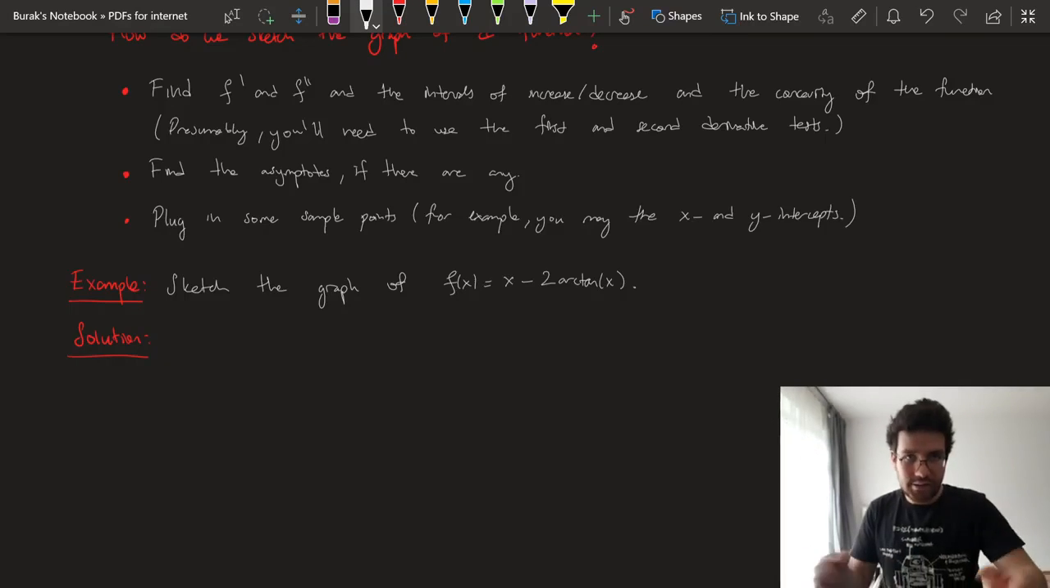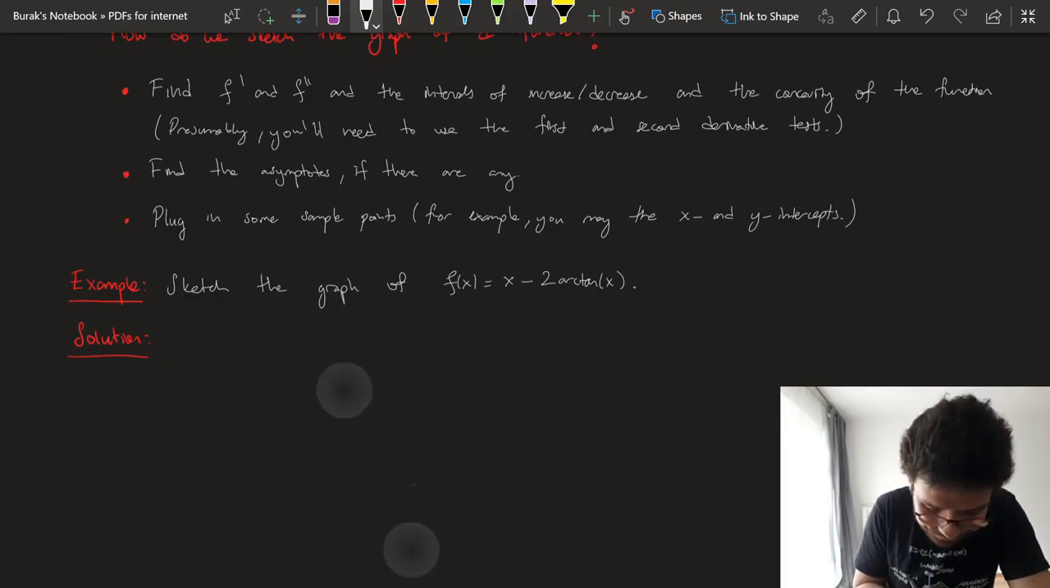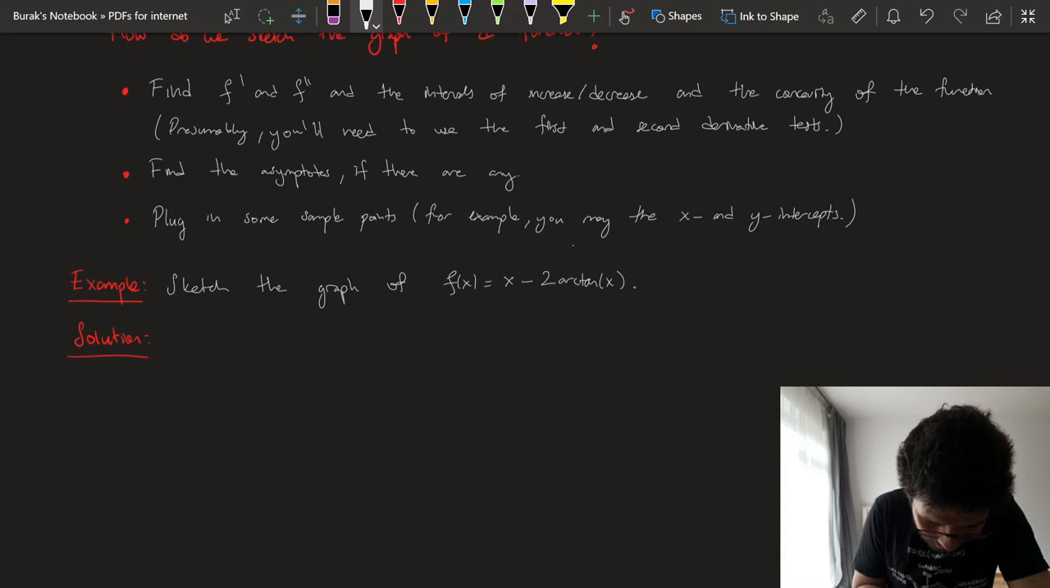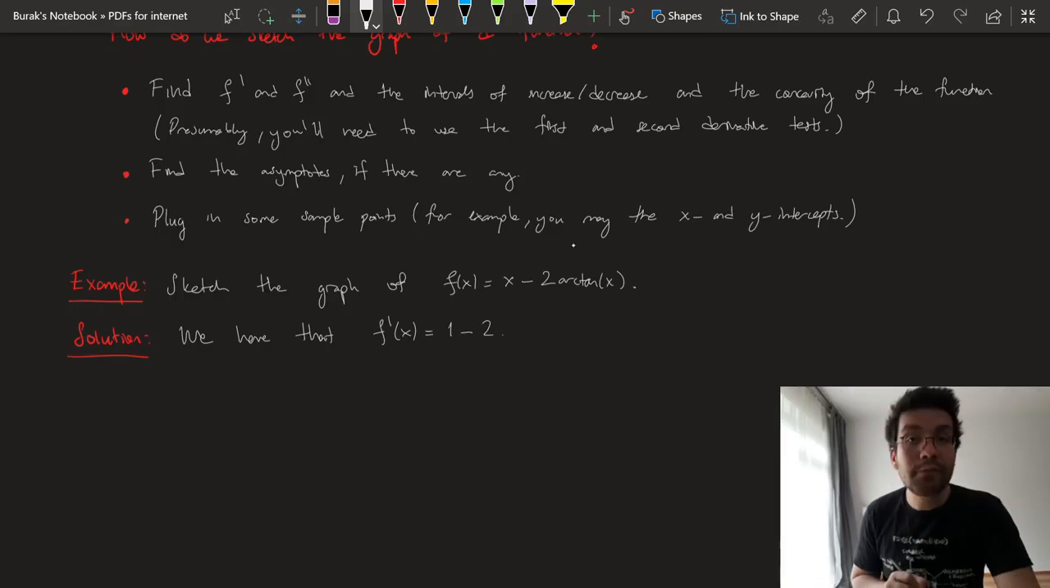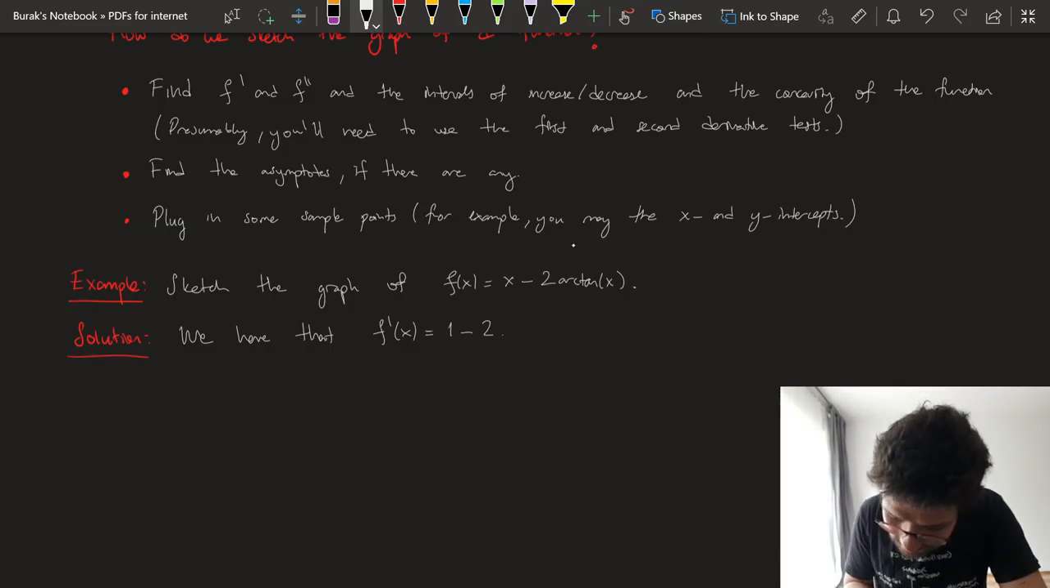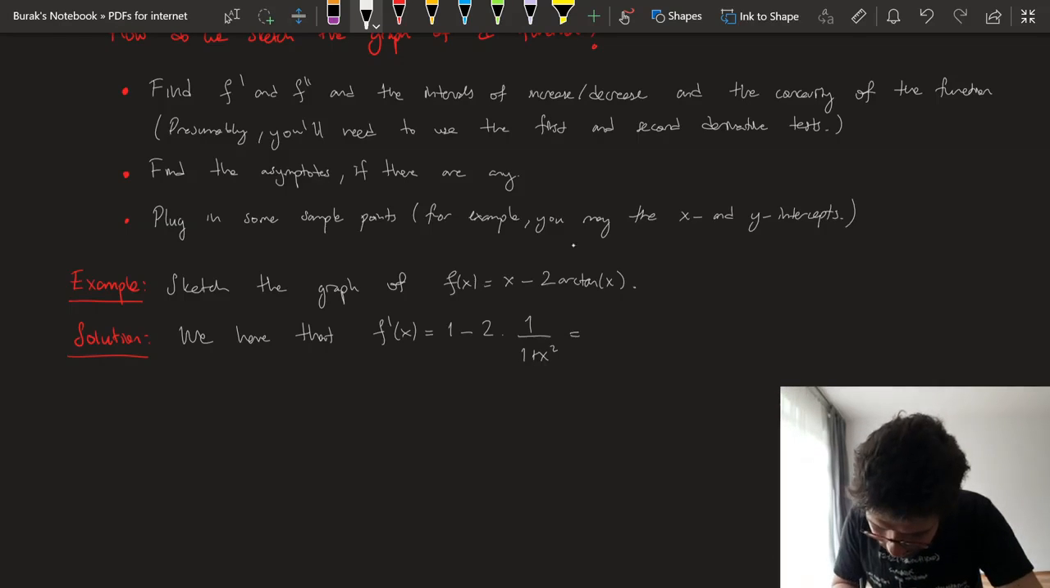So the domain of this function is all real numbers, the set of real numbers. Like this is defined everywhere. So that's going to be my domain. Let me take the derivative of this function quickly. F prime of x is 1 minus 2 times the derivative of arctangent of x, which is 1 over 1 plus x squared. So I have 1 over 1 plus x squared. Okay, and this is going to give you x minus 1, x plus 1 divided by 1 plus x squared.